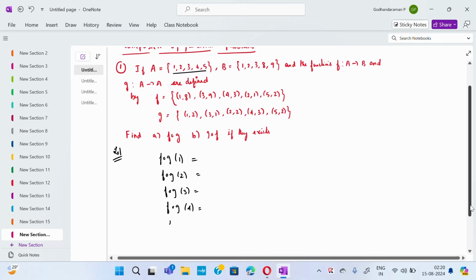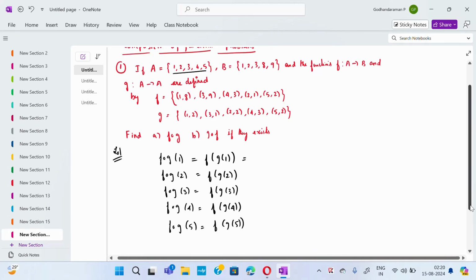So F composition with respect to G of 5. How can we write it? F composition G is nothing but F of G of 1, F of G of 2, F of G of 3, F of G of 4, F of G of 5.